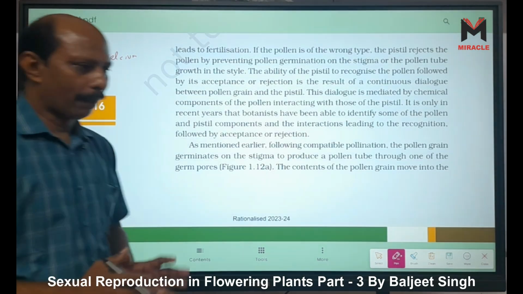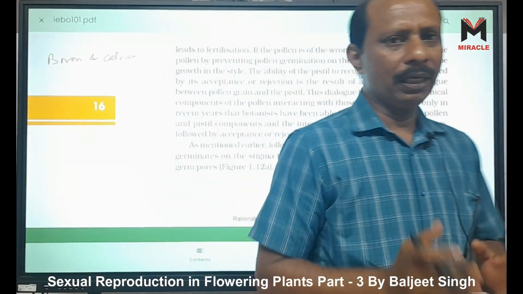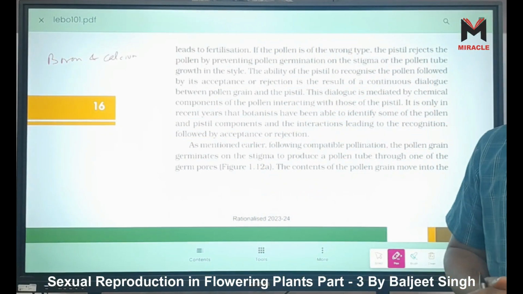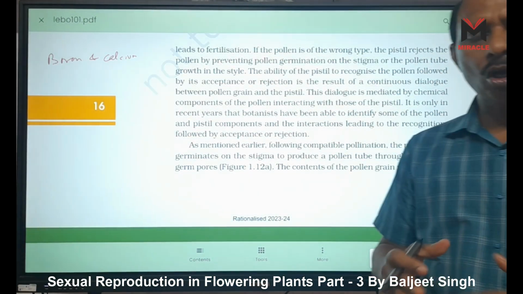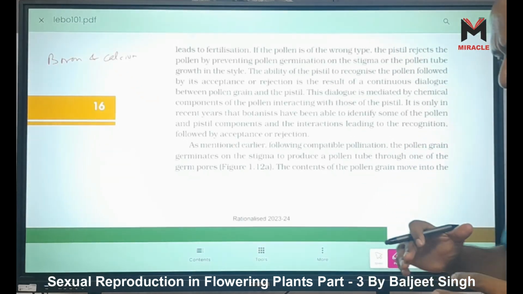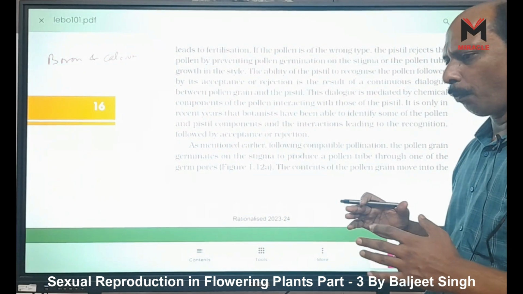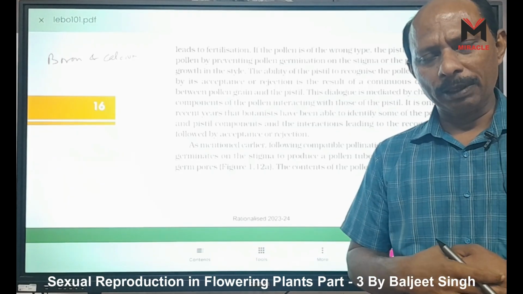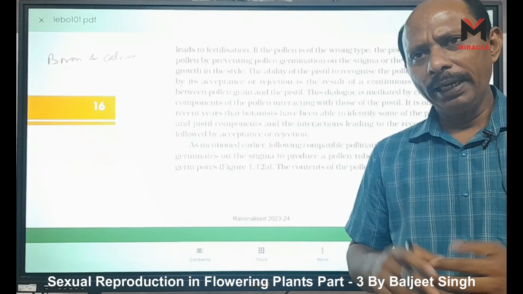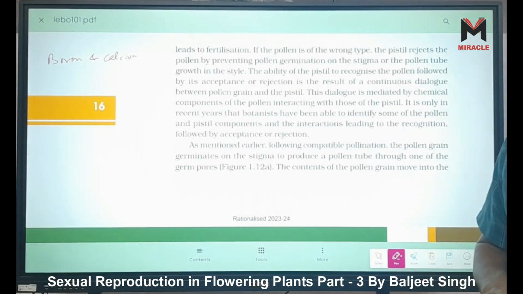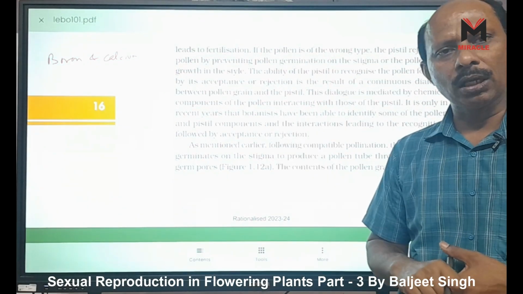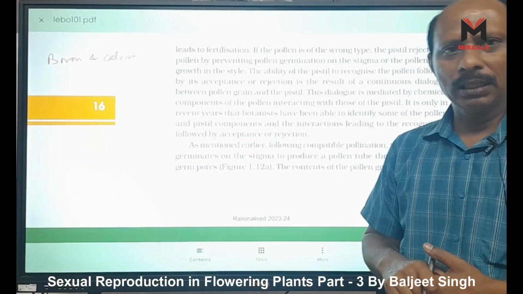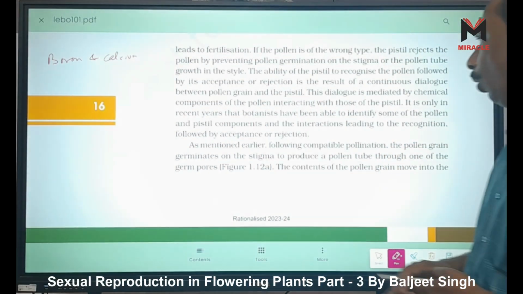So here what happens? A boron, calcium, inositol, sugar complex is formed. We know pollen tube growth is chemotactic, right? So it grows toward where the boron, calcium, inositol, sugar complex is. It is released by the synergids, right? Okay, here.